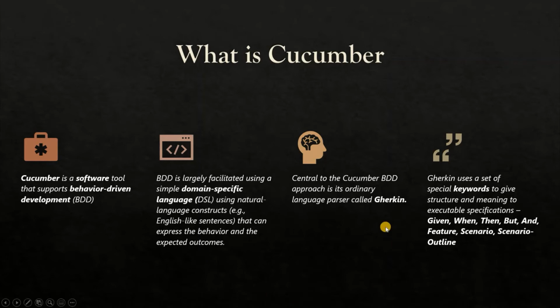Central to the Cucumber BDD approach is its ordinary language parser called Gherkin. Gherkin uses a set of special keywords to give structure and meaning to executable specifications. Keywords like given, when, then, and, but, feature, scenario, and scenario outline. Guys, if you are having a hard time to understand this, no worries. This is what we are going to understand in the simplest form in this series. Now let's move on to the understanding of the architecture of Cucumber.